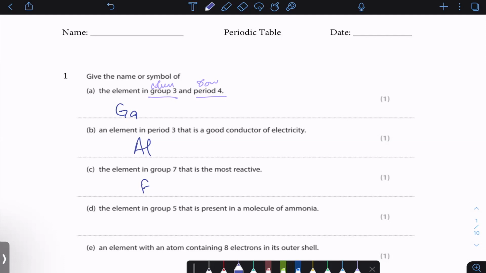The element in group 5 that is present in a molecule of ammonia. Molecule of ammonia means that first you should remember the formula of ammonia. So that is NH3. So which one of these is in group 5? Nitrogen. So we'll just say nitrogen. We will not write the full formula for ammonia. We simply had to write the element in group 5 that is in it. Okay. So that's what we have to write.